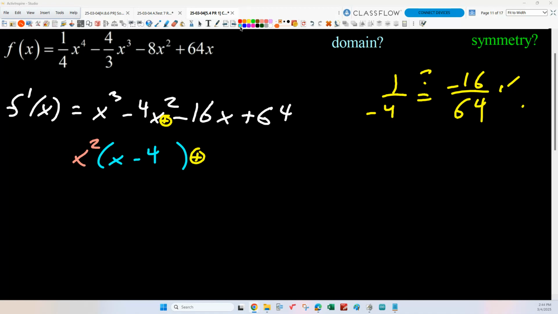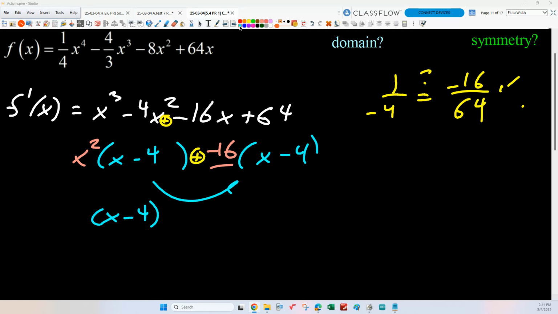But the pattern we always use is we need to have the same binomial in both groups because that's going to be a common factor. So in group 2, you always start with the binomial first because it has to be the same. And then you just answer the question, what needs to be there? Negative 16. Good, so then we get x minus 4 times what's left behind? X squared minus 16.